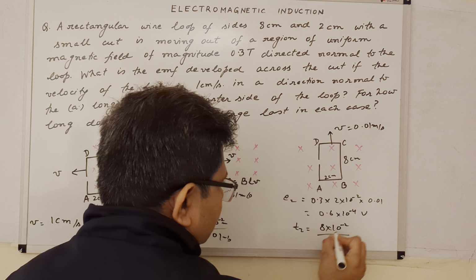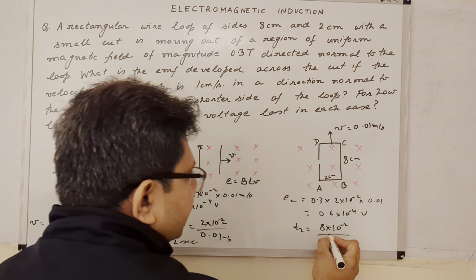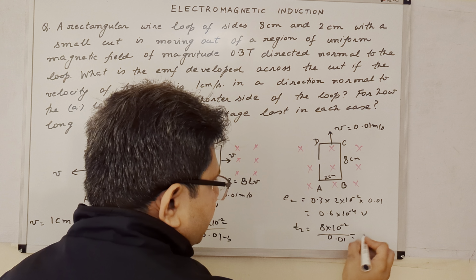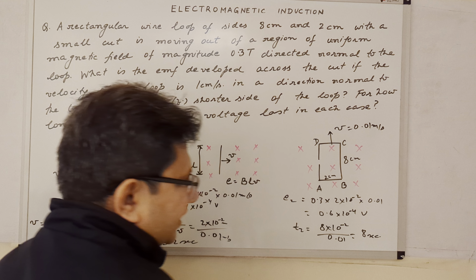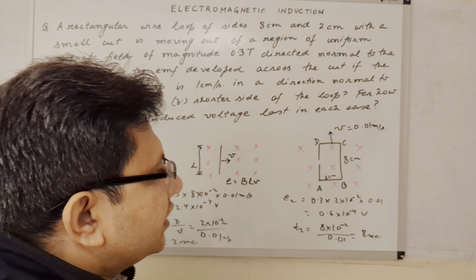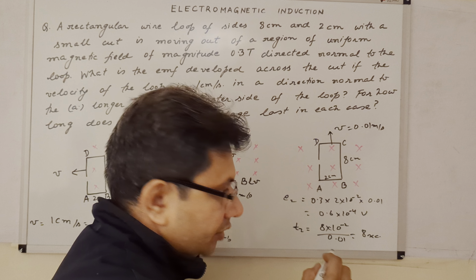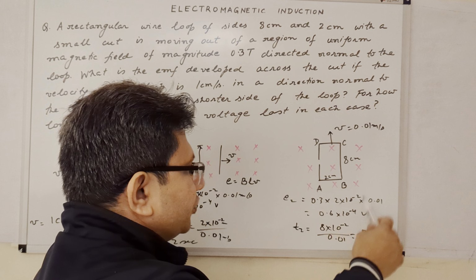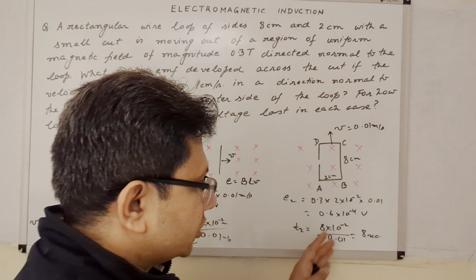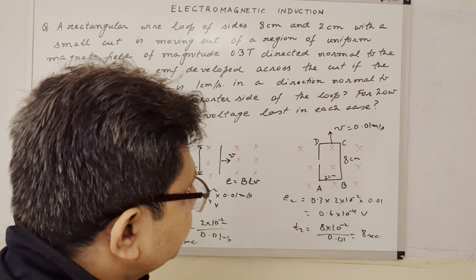8 into 10 power minus 2, and the speed is given as 0.01. After solving, this value comes out to be 8 seconds. So we can say that up to 8 seconds this EMF will remain there. After 8 seconds this EMF will become 0. So this is the answer of the second part of this problem.